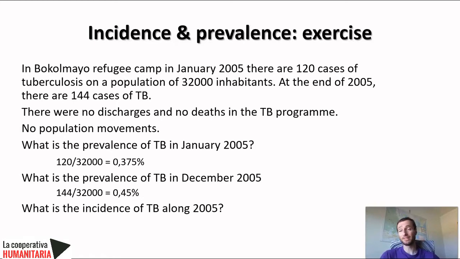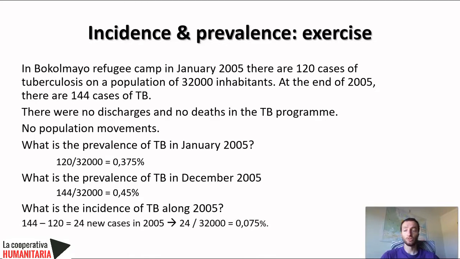Great. So to calculate the incidence, remember that it's the number of new cases during a period of time. So new cases in 2005 would be 144 at the end minus 120 that we had at the beginning. So in total, 24 new cases in 2005. So 24 divided by the total population, 32,000, it's 0.075% of incidence in this population.